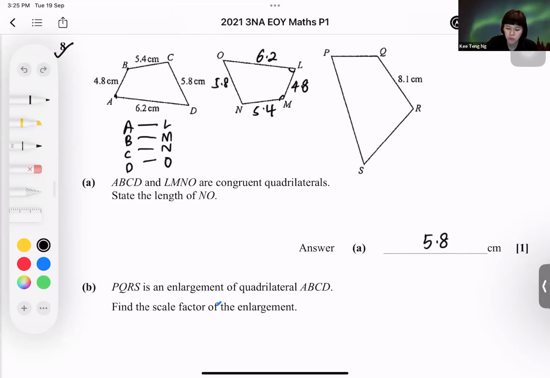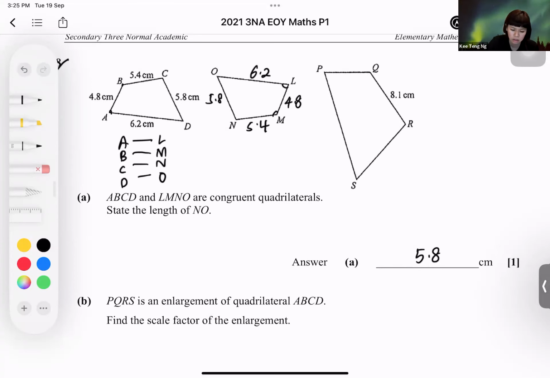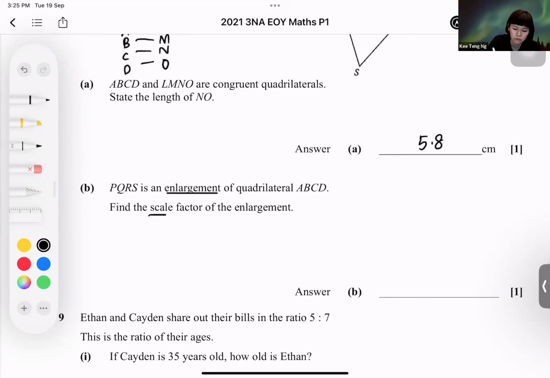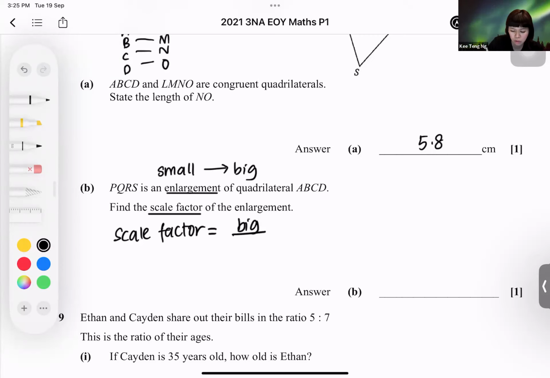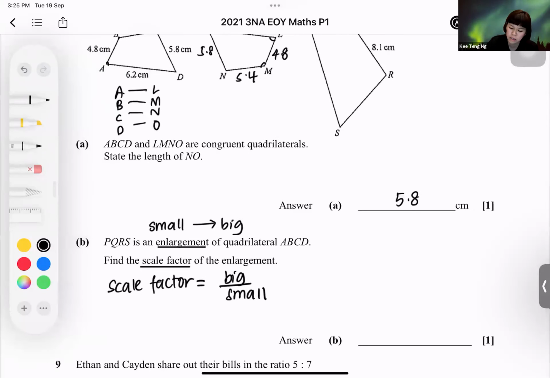Okay, next one, PQRS is an enlargement. Enlargement becomes bigger, right? So when it's an enlargement, you're looking for the scale factor. Scale factor is given by image over original. When it's an enlargement, it becomes from small to big. Which one is the image? The image is the bigger one. So for scale factor, if it's an enlargement, that will be your image, which is the bigger one, big over small.